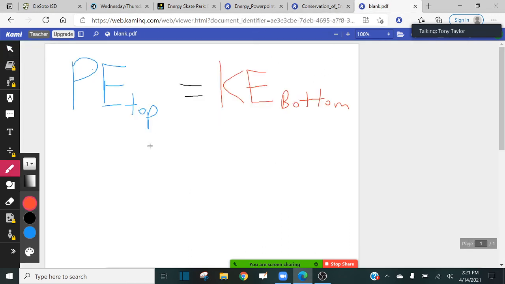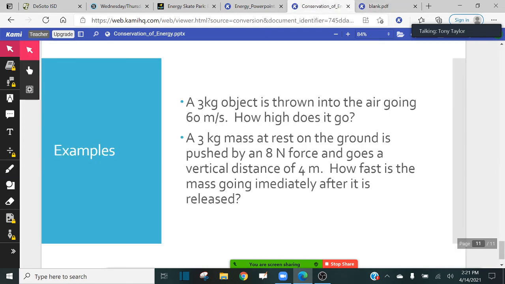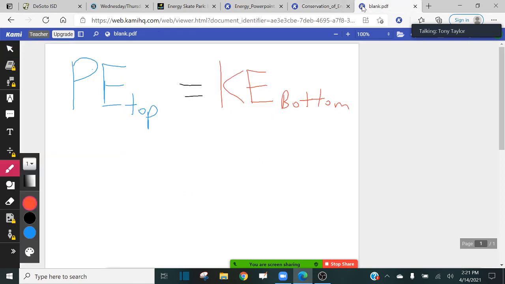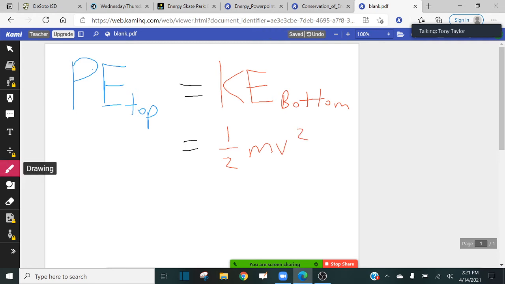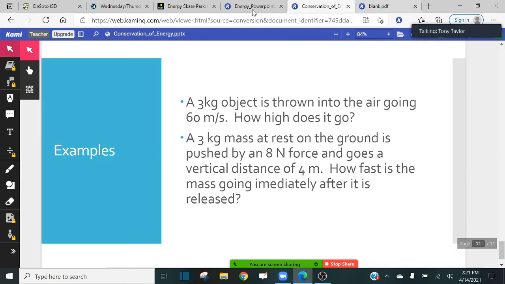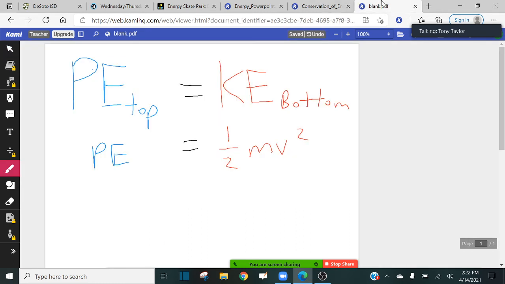Remember, using our principle that the potential energy at the top is equal to the kinetic energy at the bottom, before I can figure out how high it goes, the very first thing I need to figure out is how many joules of kinetic energy it had when it was released. In order to figure that out, I'm going to use the equation one-half times mass times velocity squared. Obviously, if I know that, it will enable me to solve for the potential energy at the top, which is going to be helpful in a moment. So let's plug in what we know. We know the mass is 3 kilograms.